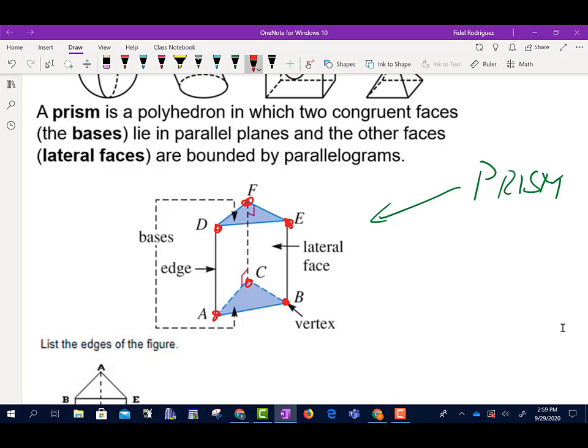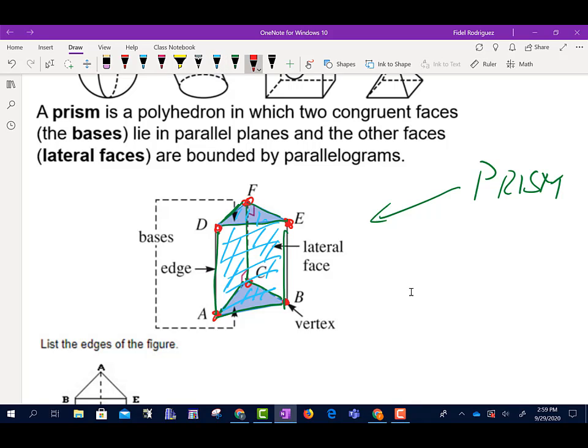And then edges. Let me change my color. Oh, come on, pen. Sorry about this, guys. It happens too frequently. There we go. Edges are going to be exactly what you would think they would be. These are the edges. These over here, these over here. And then obviously the faces will be like this face, that face back there, that one over there, the bottom, and the top.